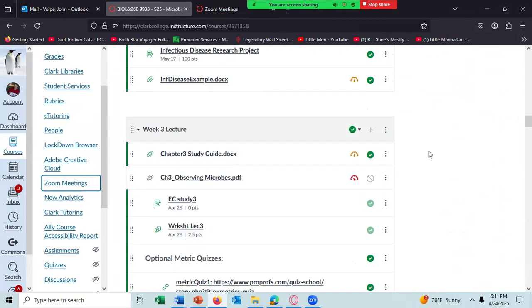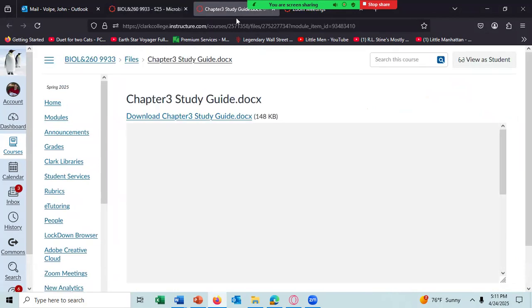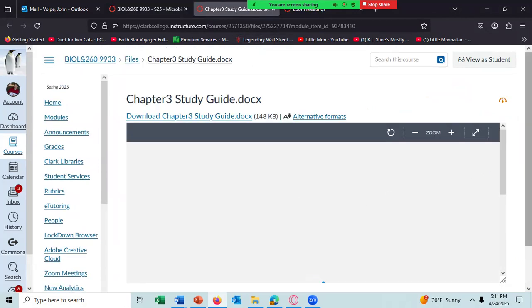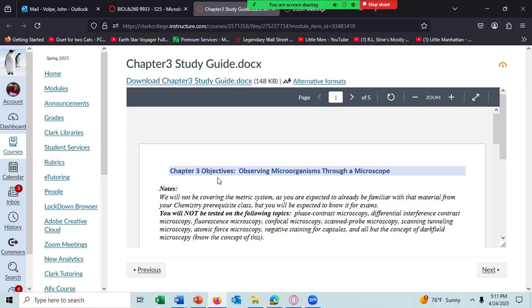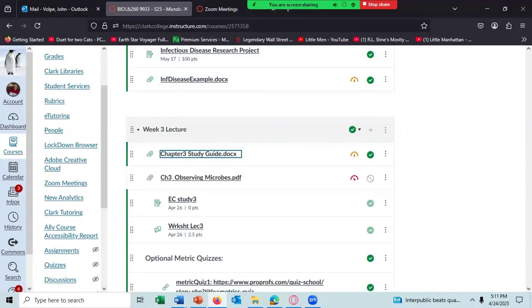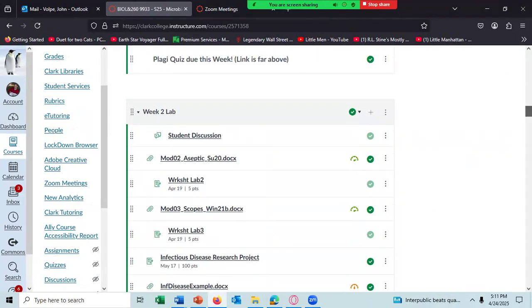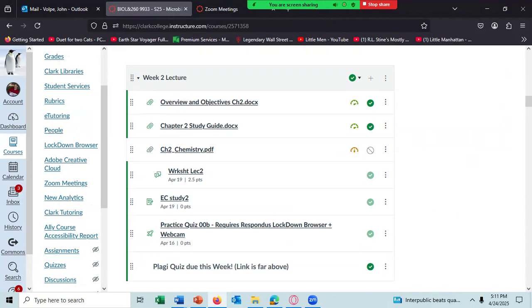There we go. So look at the study guide in the very start. I'll have the objectives. Chapter 3 objectives for observing microorganisms through a microscope. All right, let me go out of here. See if that'll close it. Did. And I can make Chapter 2 available to you while I'm here.